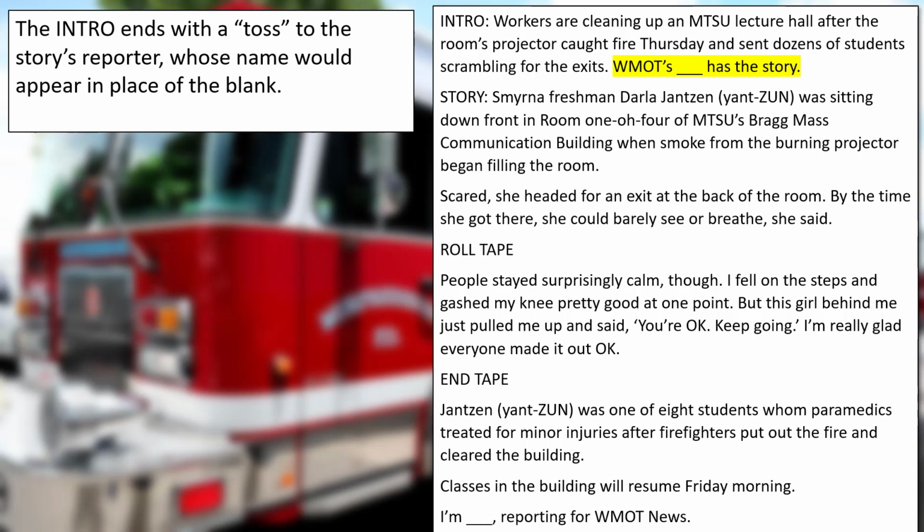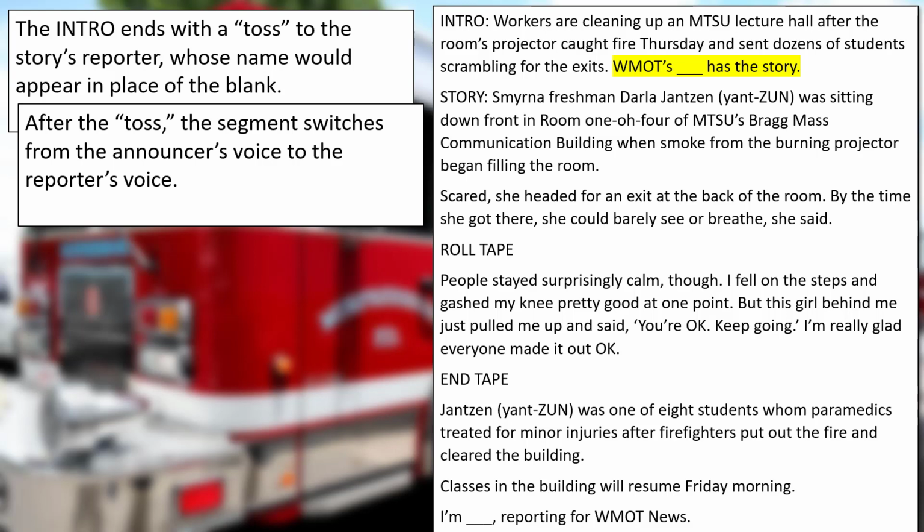So this intro is going to end with a toss to the story's reporter, whose name would appear in place of the blank that you see here on the screen. So if I were the reporter on this story, the intro would be read by the anchor. It would say something like, "Workers are cleaning up at MTSU lecture hall after the room's projector caught fire Thursday and sent dozens of students scrambling to the exits. WMOT's Ken Blake has the story."